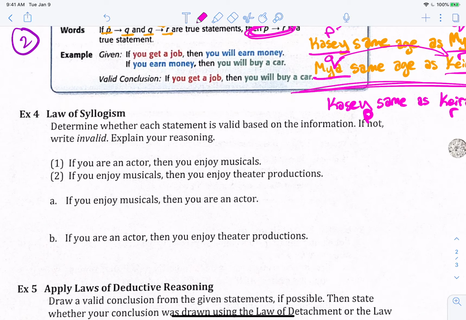All right, here we go. Determine whether each statement is valid or invalid given the information. If not, write invalid. Explain your reasoning. Okay, let's break this guy down. This is what they give to us.